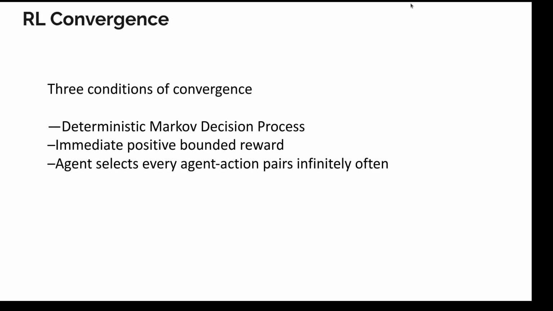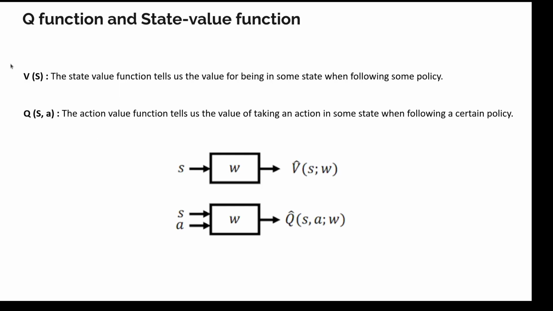Coming to a few important equations. RL convergence: these are the three conditions required. This question may come in the quiz or your final exam: what are the three conditions? First one is a deterministic Markov decision process. Second, immediate positive bounded reward. Obviously the immediate reward should be bounded, otherwise it will explode. Third, the agent selects every state-action pair infinitely often. These are the three conditions for convergence.